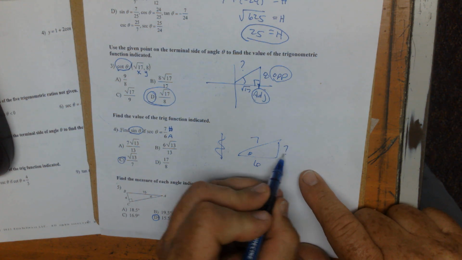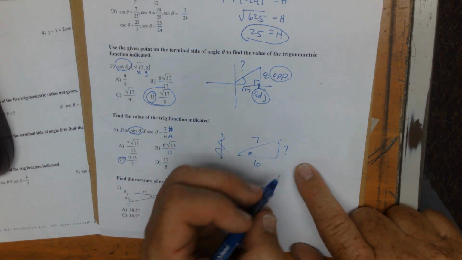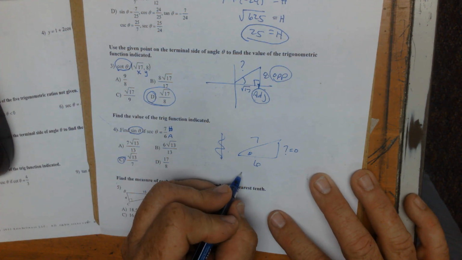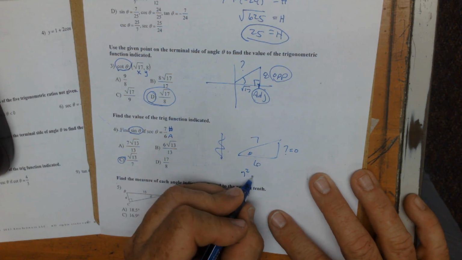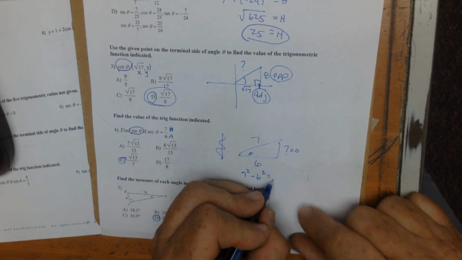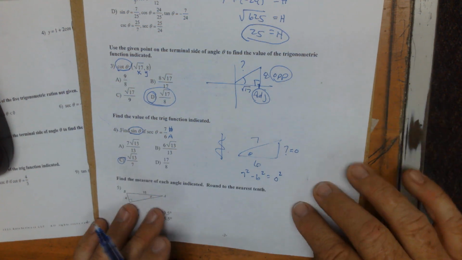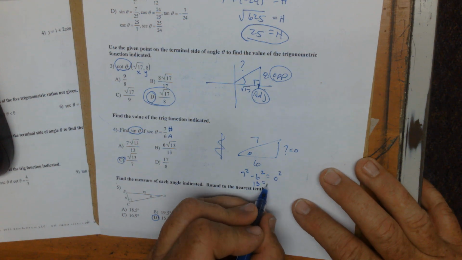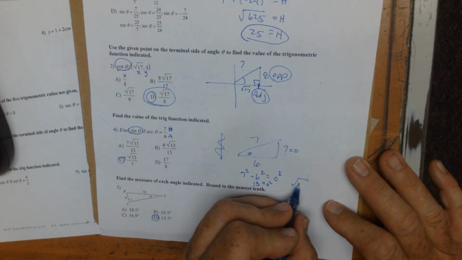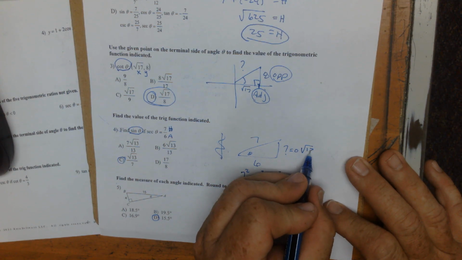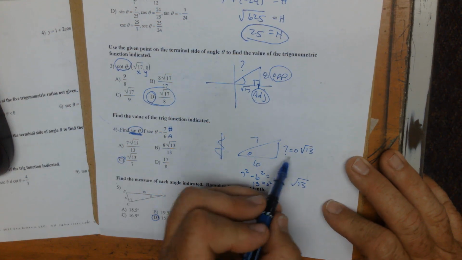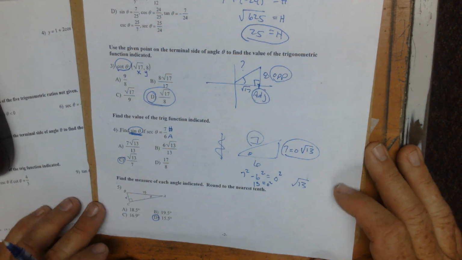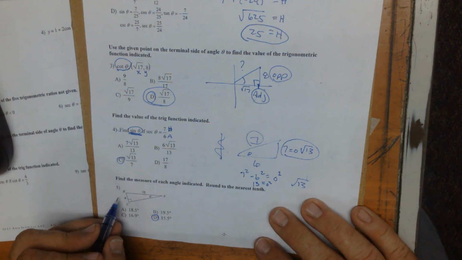So we need to find the opposite, which is that right there. I don't know what that is, so we'll call that O for opposite. So we're going to go hypotenuse squared, 7 squared minus 6 squared is equal to the other side, O squared. So that's 49 minus 36, which is 13, O squared. So that means it's the square root of 13. And they want the sine, which is opposite over hypotenuse, so it's root 13 over 7. That's why it's C. This one here, remember, label it first.